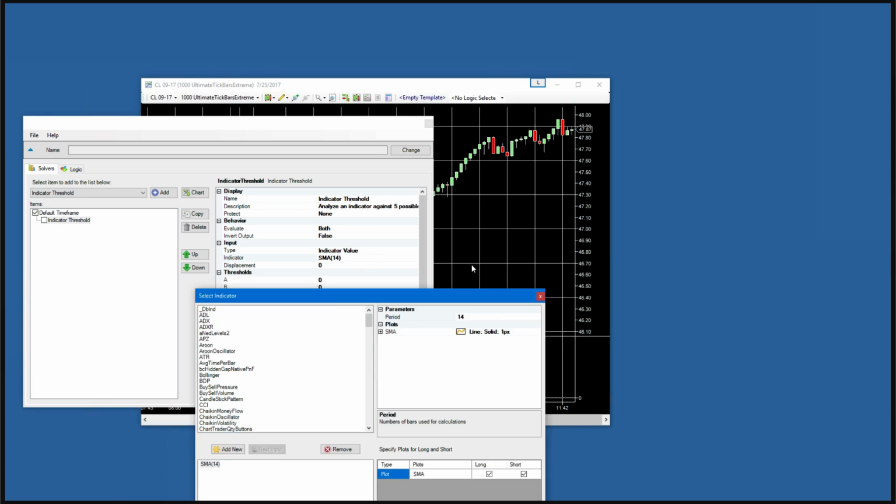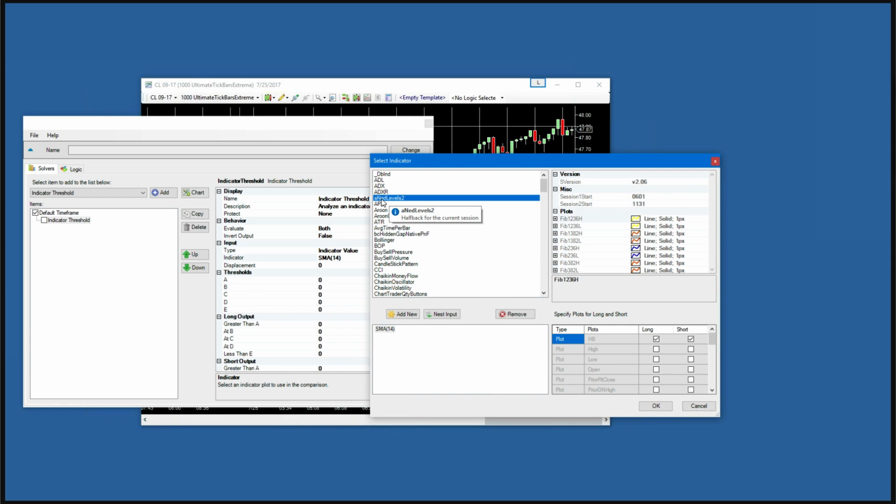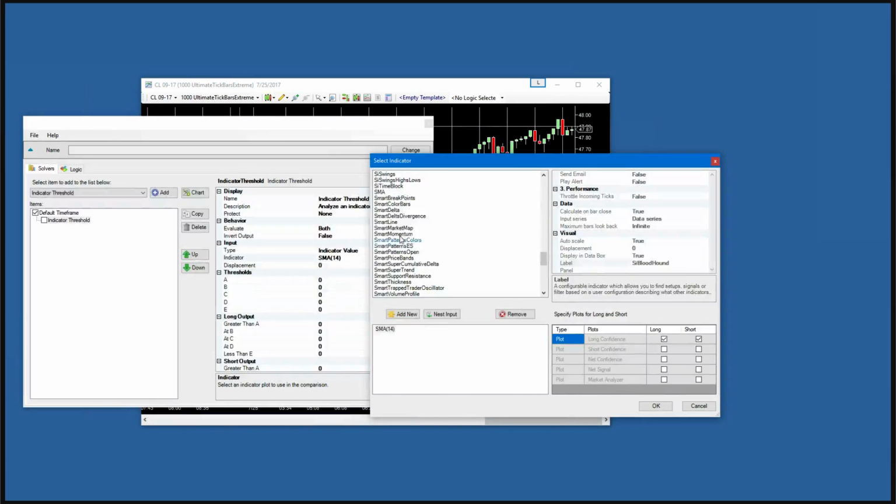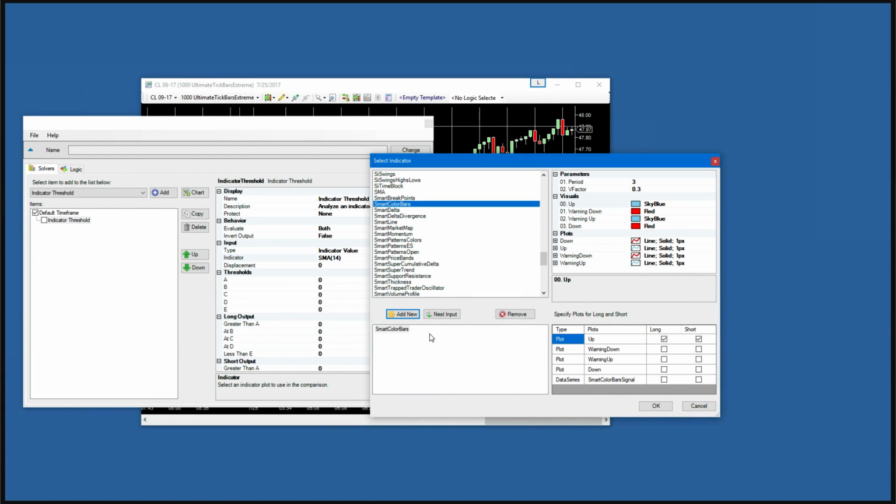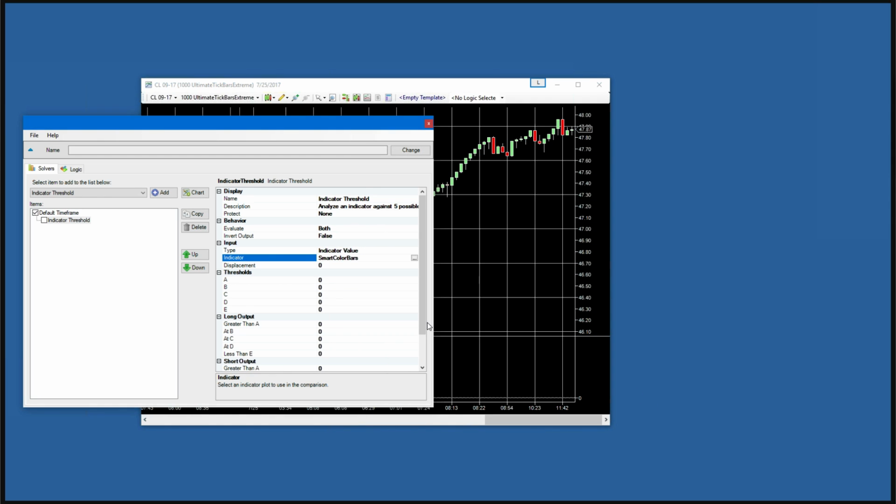I'll show you in a minute. I'm going to bring the smart color bars on here. Smart color bars, I add that new. These are the plots within the bar, and I'm going to use the signal within the bars. Just makes it simple. And I'm going to do 8.3 on that. There are two outputs from this: a strong output and a weak output. The 2 is for a strong, long tendency.